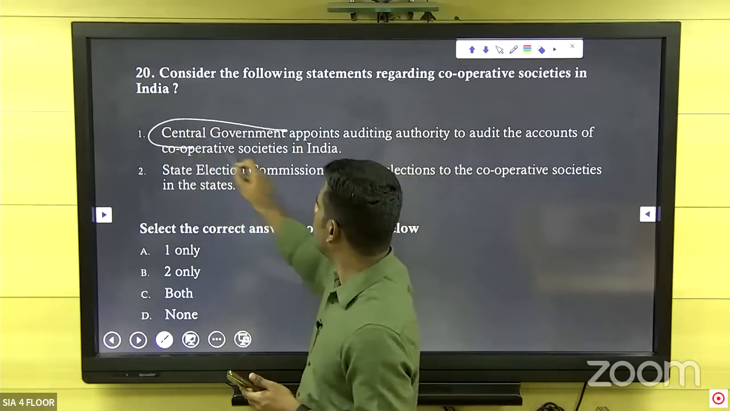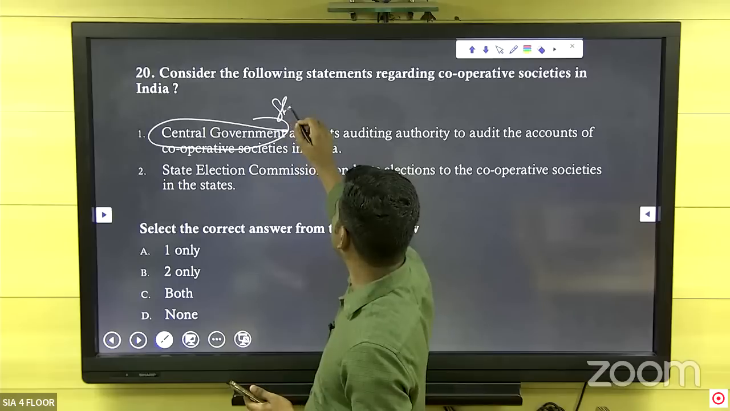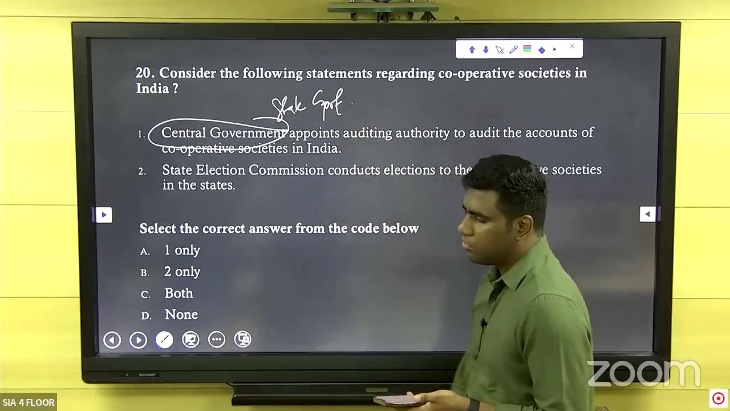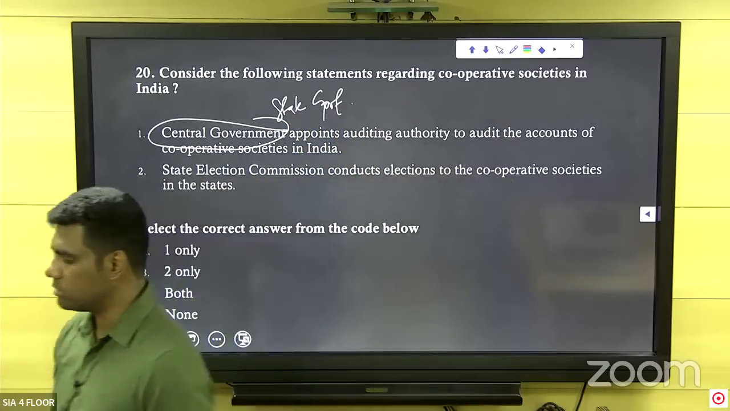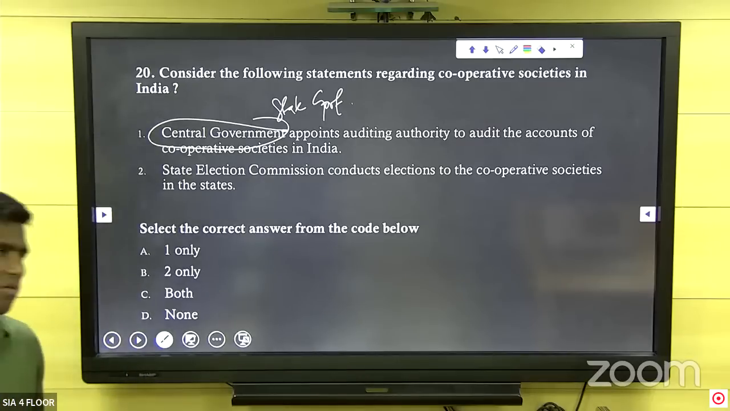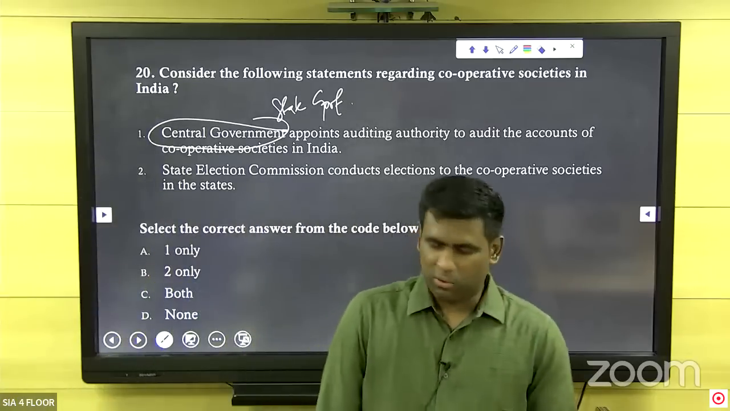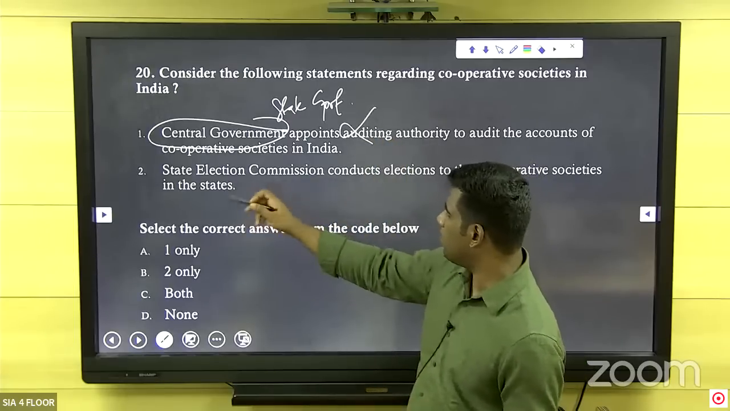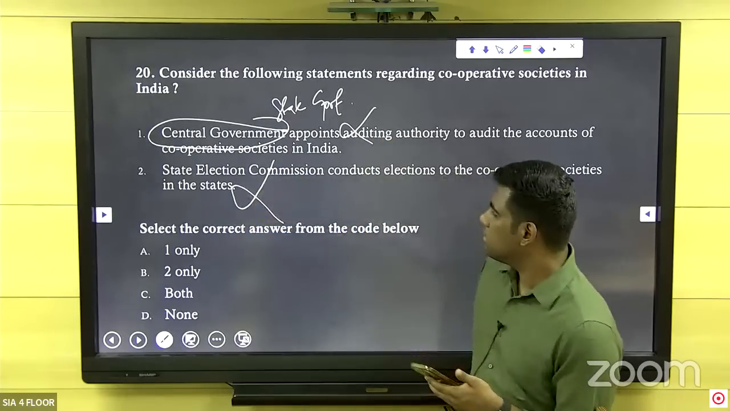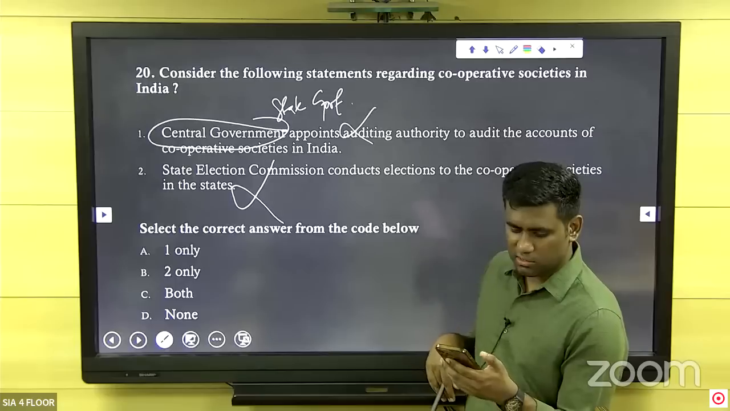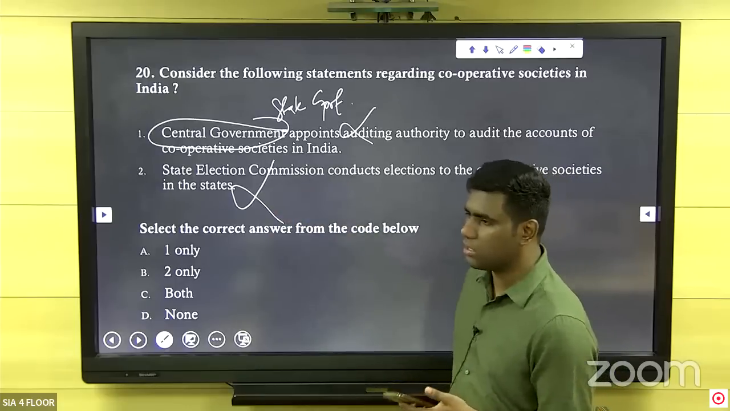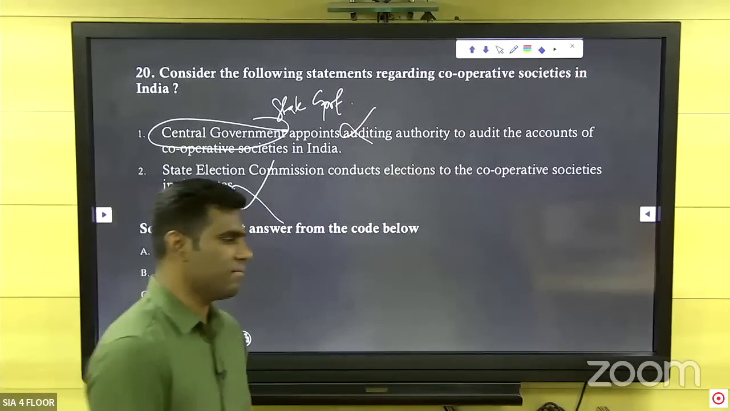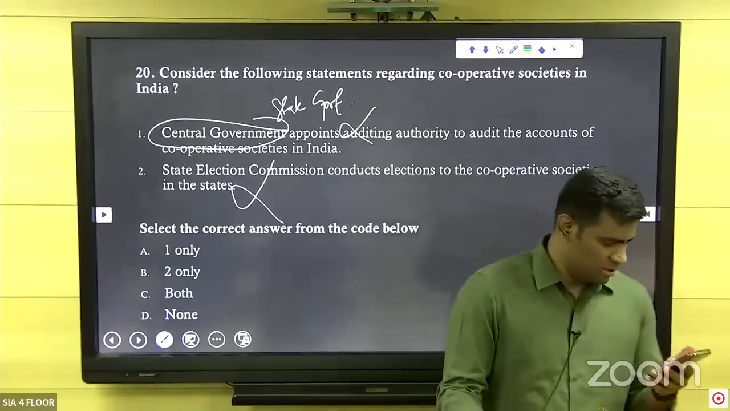It is not the central government. It is basically the state government. The state government has the power to appoint authorities for auditing the accounts of the cooperatives, not the center. For those who have said this statement is wrong, that is correct. Some of you have said the other statement is also wrong. If that is the case, may I know the correct answer? Why did you say that this statement is wrong? If the State Election Commission is not responsible for conducting elections to cooperative societies in the state, then who is responsible?